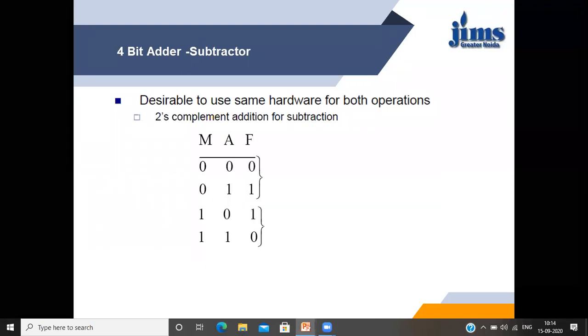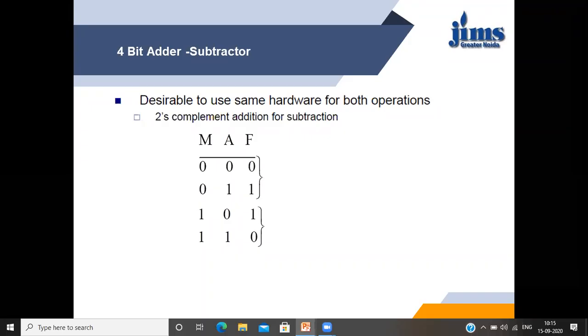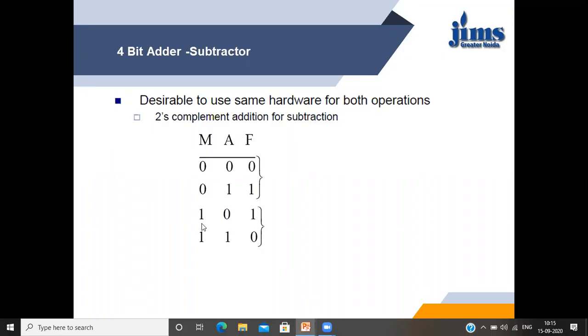So let us take a look at the XOR gate, where M and A are two inputs of the XOR gate and F is the output. With the two inputs, we have four combinations: 0 0, 0 1, 1 0, and 1 1. And the output is, for 0 0, output is 0; 0 1, output is 1; 1 0, output is 1; and 1 1, output is 0.